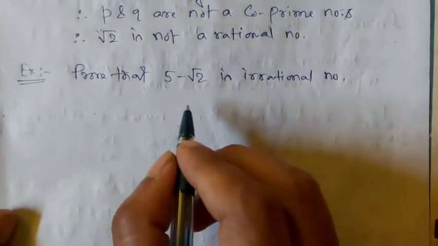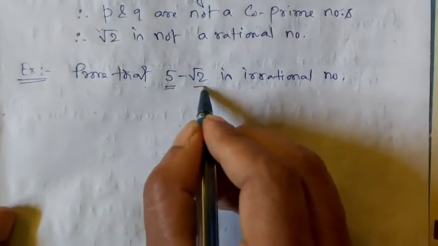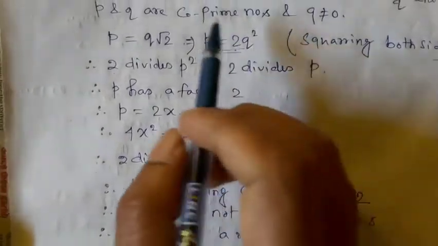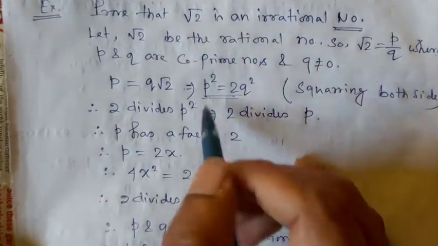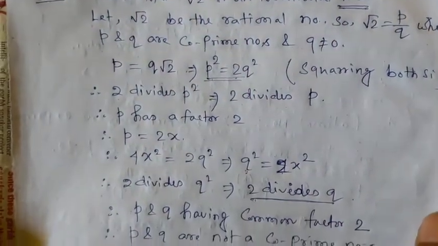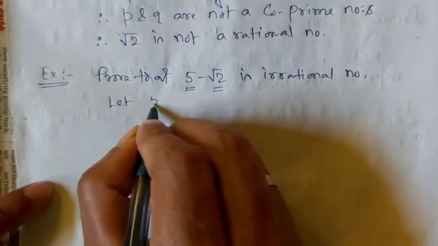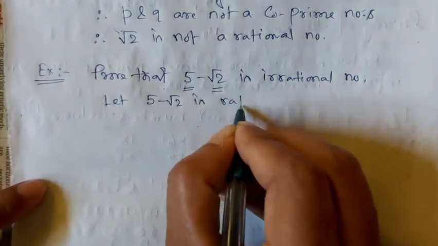So here the 5 is obviously a rational number, and we have to prove that root 2 is an irrational number. So first we consider, that means we have to prove how root 2 is the irrational number. Okay, this is the way we have to prove that root 2 is an irrational number. Then we consider, let 5 minus root 2 be a rational number.